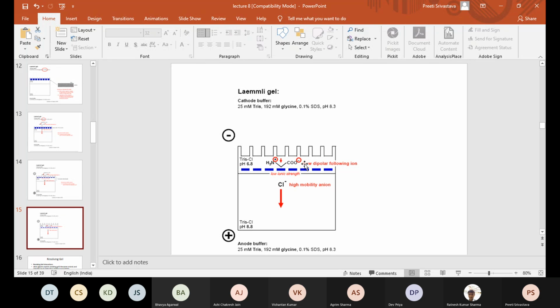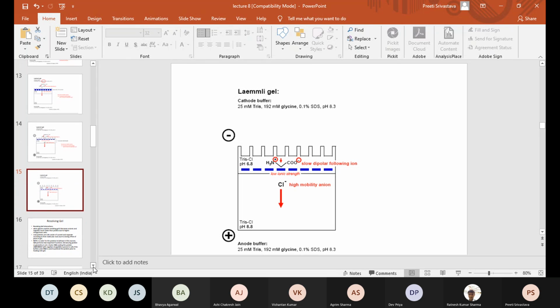And this stacking effect is created because the SDS protein complex is sandwiched between the fast moving chloride ion and the slow moving glycinate ion, which you can see on your screen. So chloride ion is a high mobility anion, and then you have the slow dipolar ion, which is glycinate, and then the blue band is the protein SDS complex, protein coated with SDS. See how they are forming a single thin line.